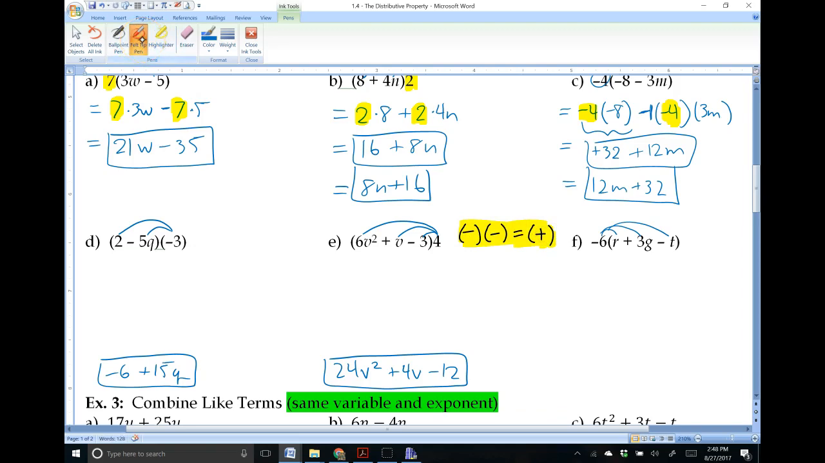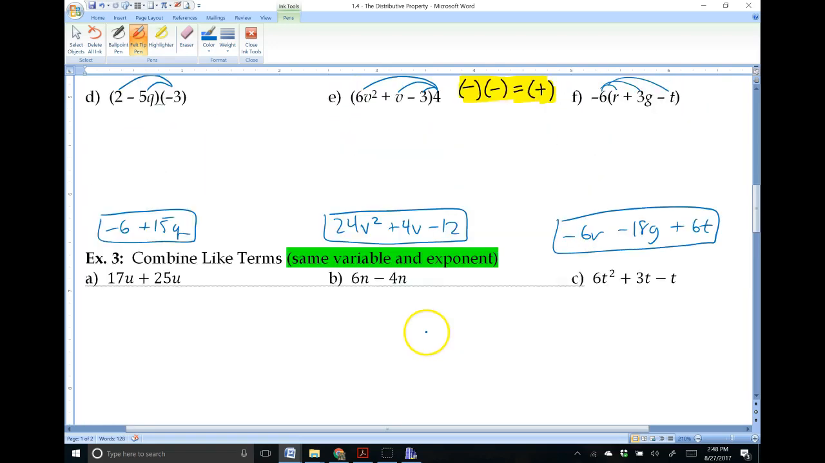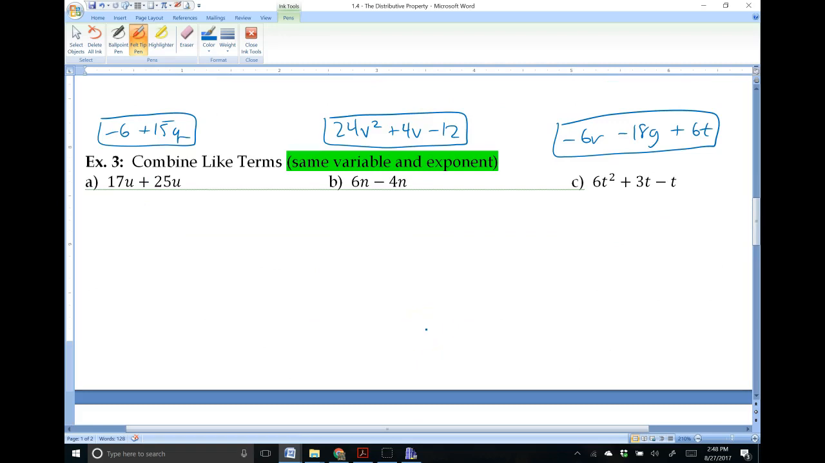Cool. So for F, this should be negative 6r minus 18g plus 6t. This one's kind of a hard one, so if you got this one, good for you. Alright, I hope you guys are doing well, you're checking your work, and you're actually doing this. So keep it up.